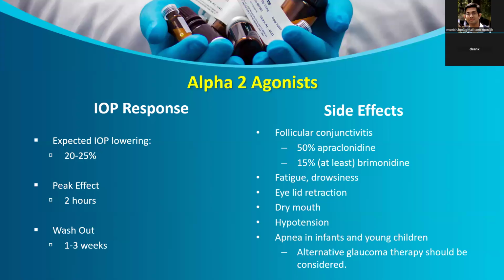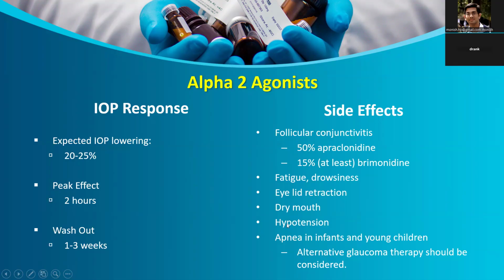Now coming to the IOP response, we expect around 20 to 25% lowering with alpha-2 agonists. Peak is reached within 2 hours and washout takes around 1 to 3 weeks. The side effects associated with alpha-2 agonists are follicular conjunctivitis or allergic blepharoconjunctivitis, as I told, which is very high, around 50% in patients using apraclonidine. Thus, apraclonidine use has gone very down. It is only around 15% with brimonidine. Other side effects include fatigue, eyelid retraction, dry mouth, and hypotension.